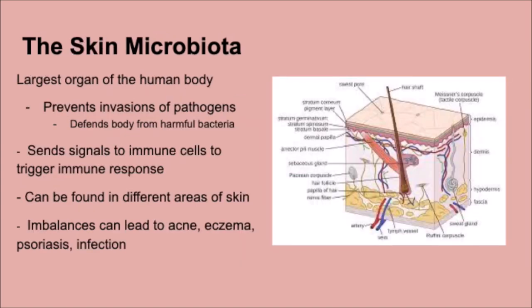So moving on to the skin microbiota, our skin is the largest organ of our body. The skin microbiota helps prevent invasions of pathogens and defends our body from harmful bacteria. Skin cells send signals to our immune cells to trigger immune response. These signals from our skin microbiome can activate or deactivate the immune systems. This helps heal wounds and control inflammation. Any imbalances can lead to acne, eczema, psoriasis, and infection.